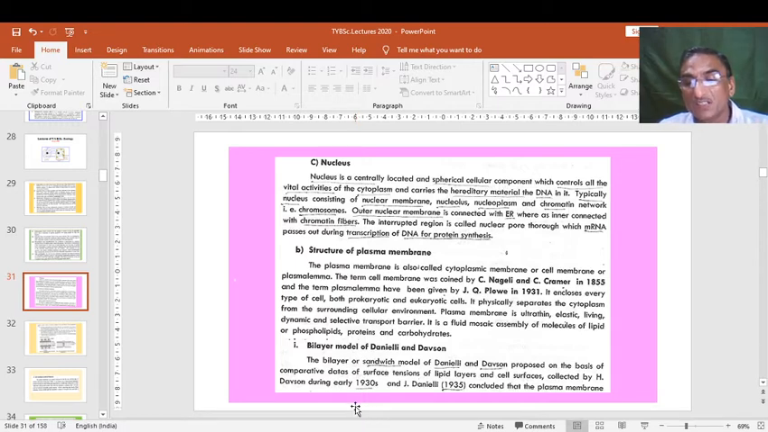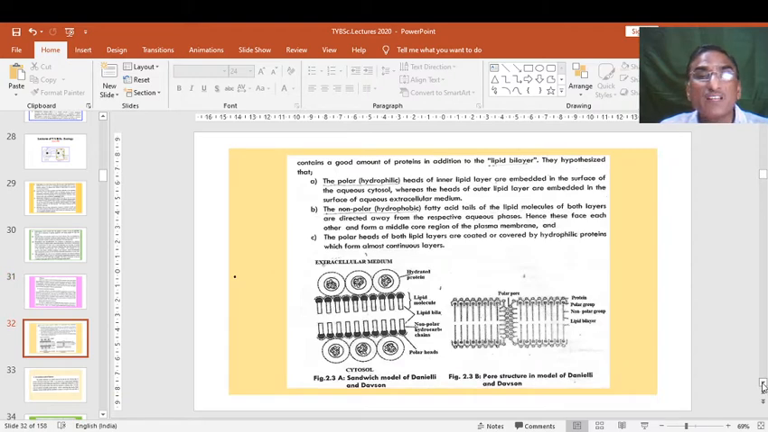It is on the basis of comparative data available regarding the surface tensions of lipid layers and cell surface, collected by H. Davson during the early 1930s and J. Danielli during 1935. So within that period of 5 years, these two scientists identified different models and their organelles, with different working mechanisms. Both concluded that the plasma membrane contains a good amount of proteins in addition to the lipid layer or lipid bilayer.